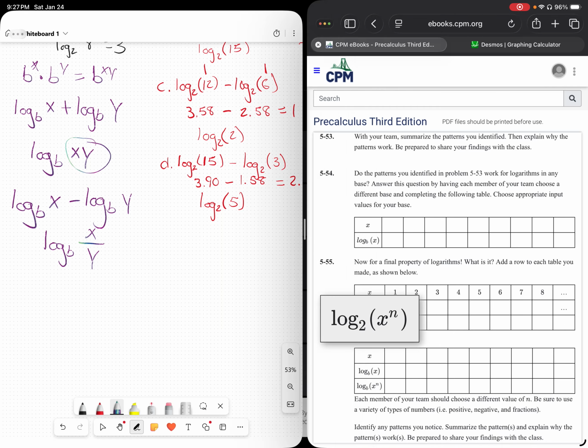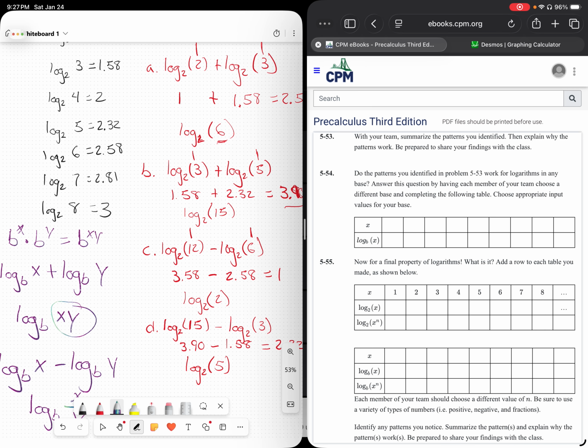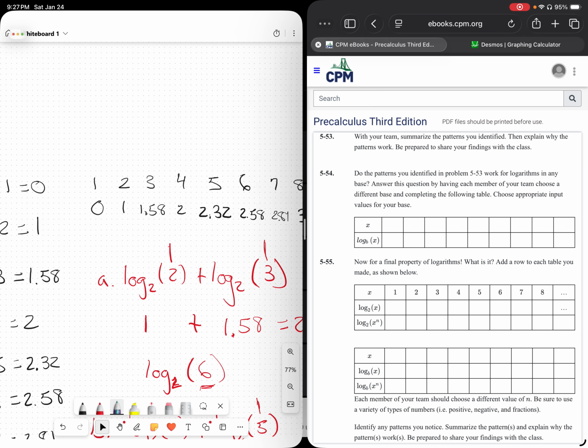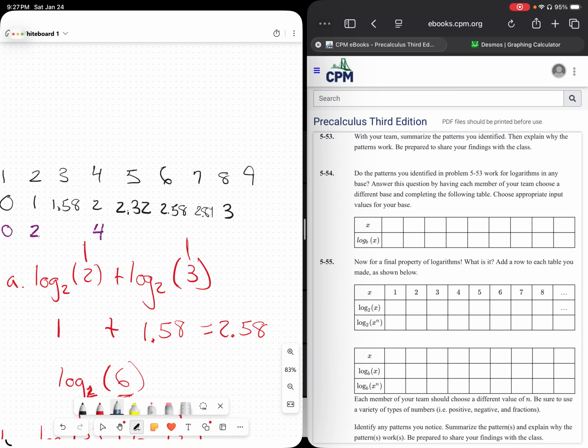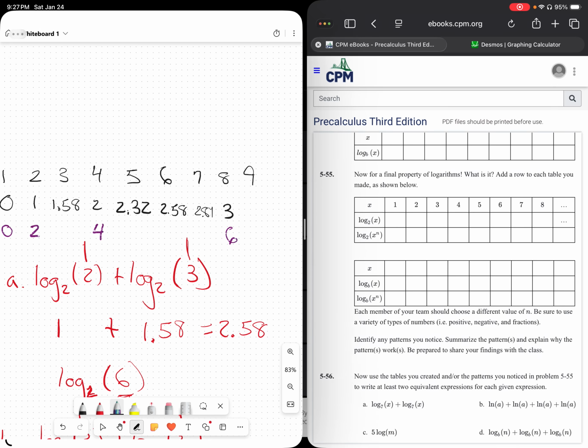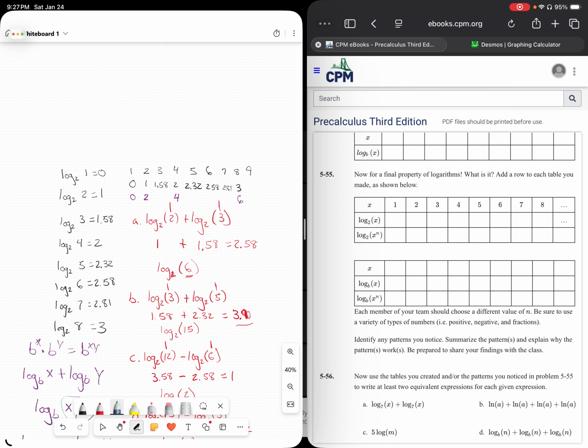So if we look at this problem, they have x to the n, right? So if we just use an n of, let's just say 2, what's going to happen, right? When you start plugging these in your calculator, what you're going to see is all these numbers that we just did are actually going to double. So it's still going to be 0. It'll be 2, right? They're all just going to be double. This is going to go to 4. This is going to go to 6, right? They're all going to double. And so again, try another base and see if this works, right?